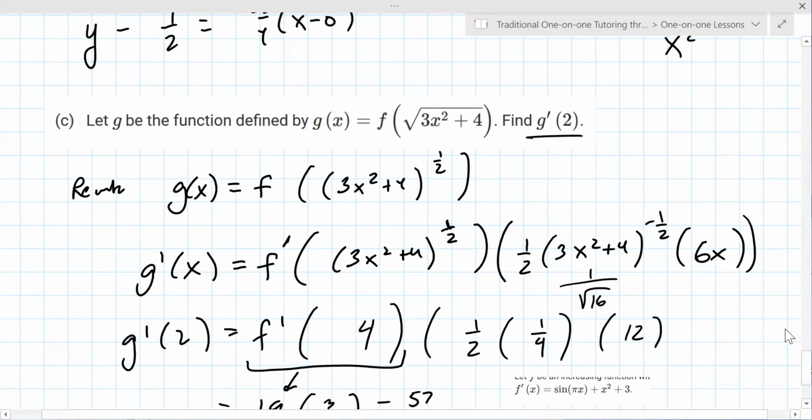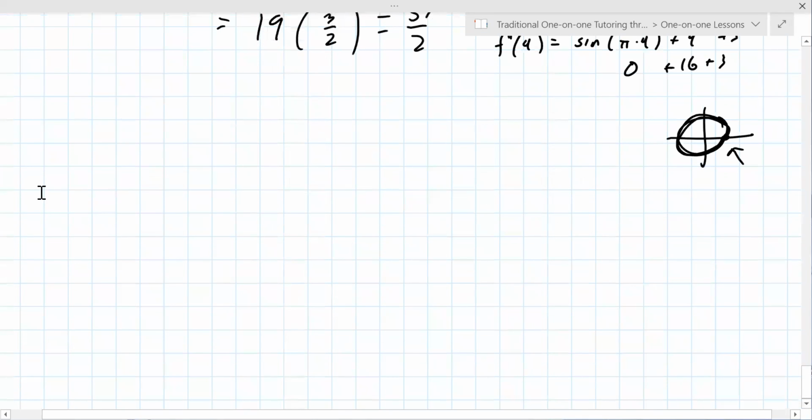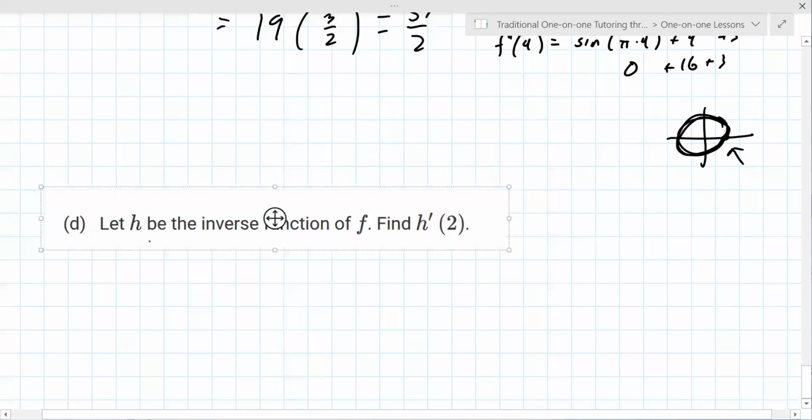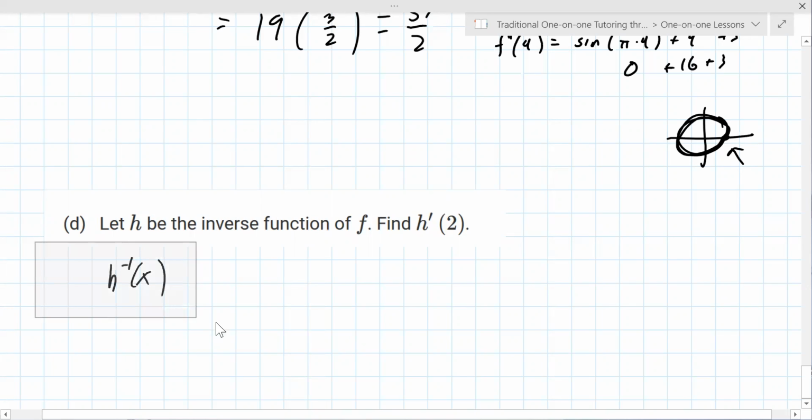Okay, part D is this horrible inverse again. Let h be the inverse function of f, find h prime of 2. Okay, so this is telling you, let h be the inverse function. So we're trying h inverse of x. I'm sorry, the notation isn't really that important. Let's not focus on the notation.